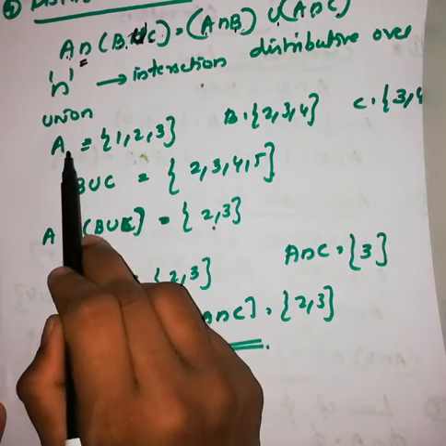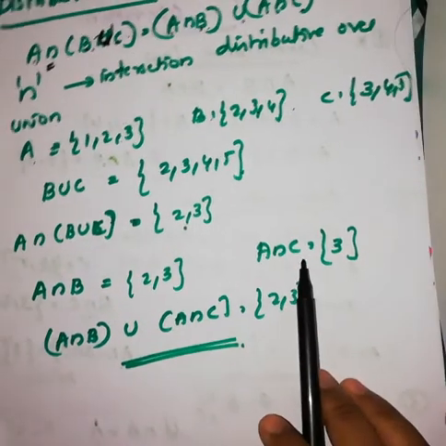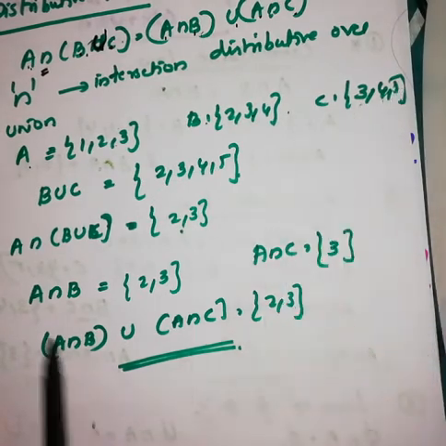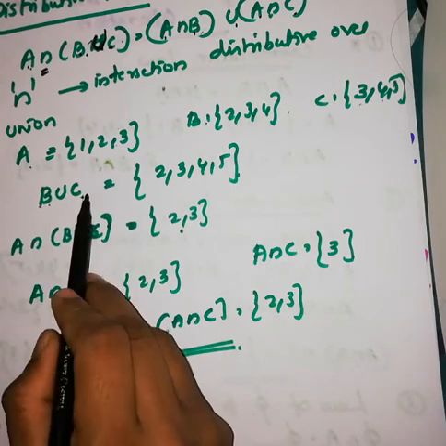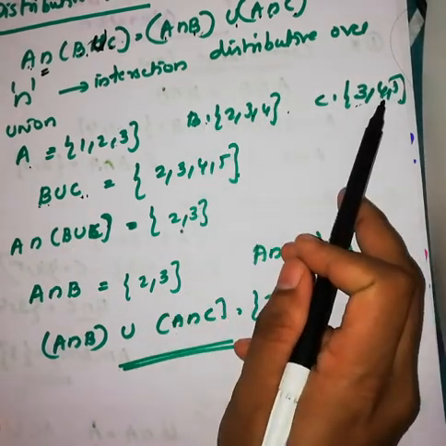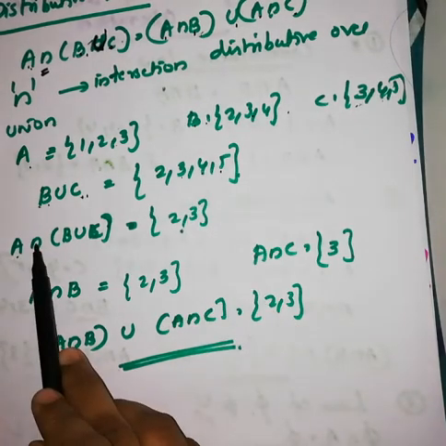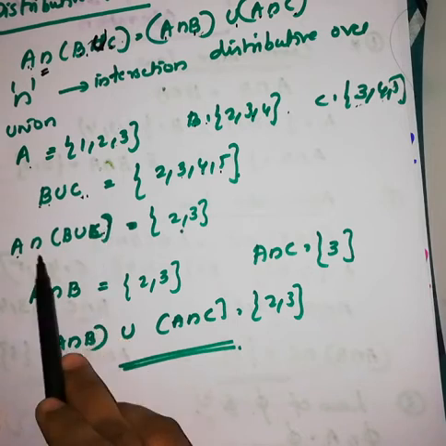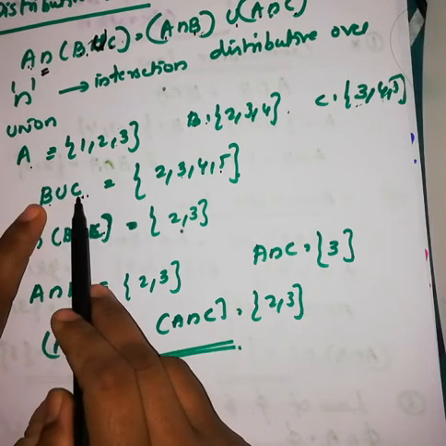Let's go through some examples. A is equal to 1, 2, 3, set B is 2, 3, 4, and C is another set 3, 4, 5. So we are taking B union C. What is B union C? B union C is the set consisting of all the elements of B and C, that is 2, 3, 4, 5. Then what is A intersection (B union C)? We are taking the intersection operation of A and B union C.